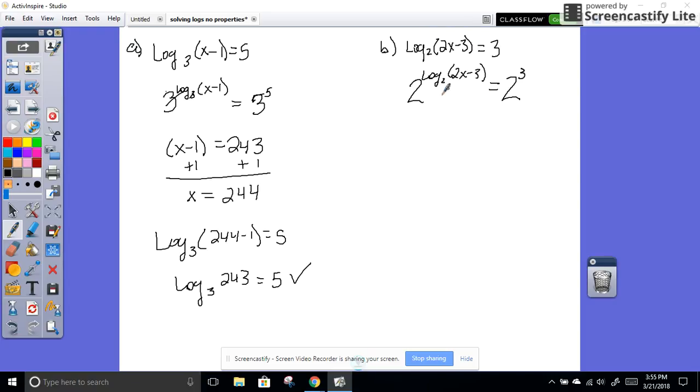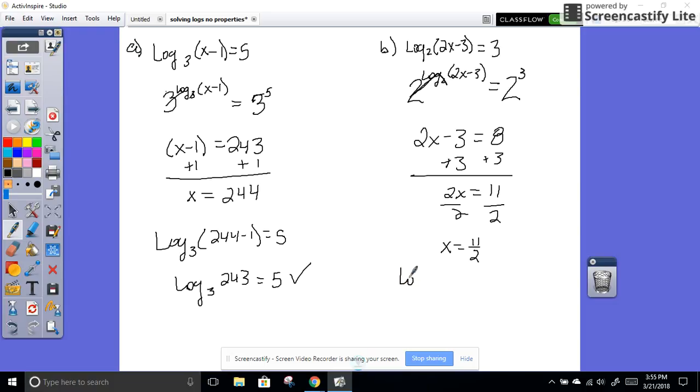Okay. So what happens? This stuff right here cancels out, leaving you 2x minus 3 equal to 8. Where did the 8 come from? 2 to the third power. Solve for x, add 3 to both sides. 2x equals 11, divide by 2, divide by 2, x equals 11 over 2.